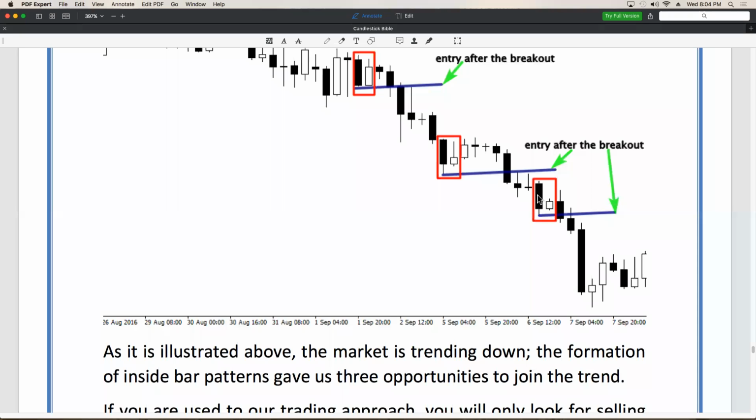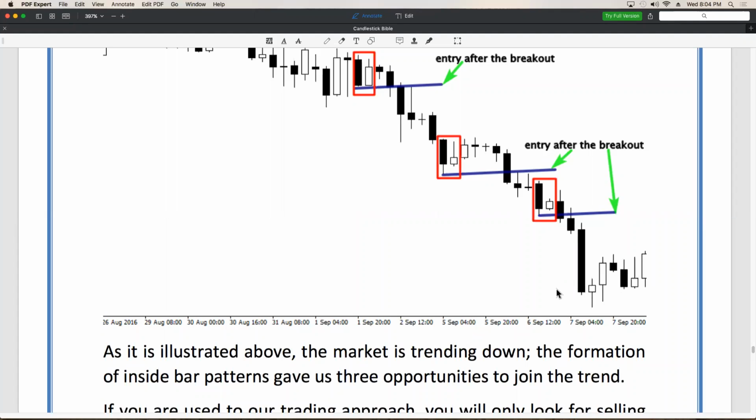If you see a mother and a child, so to speak, a mother and the inside candle in a downtrend, and you missed it up here, you say, okay, I'm just going to wait for this pattern. Okay, I see the pattern again. Now I'm going to wait for it to break out, meaning go below its lowest point, and then I'm entering right here.